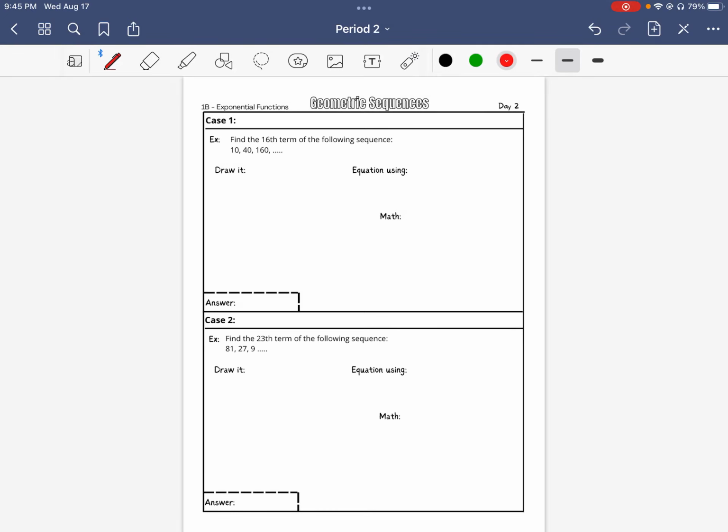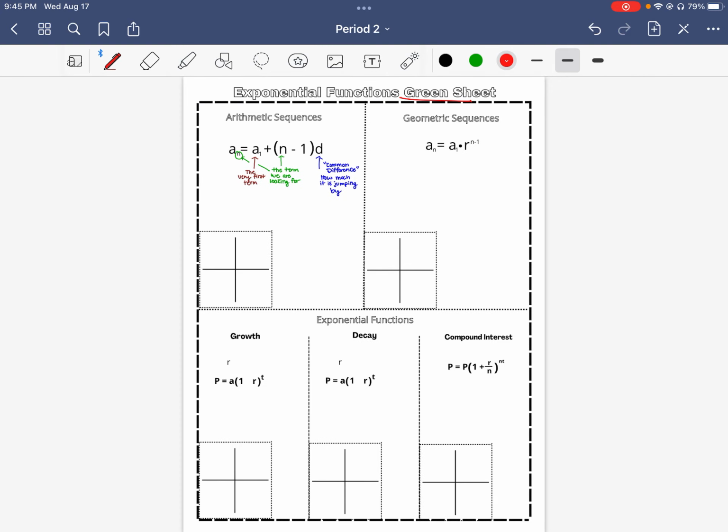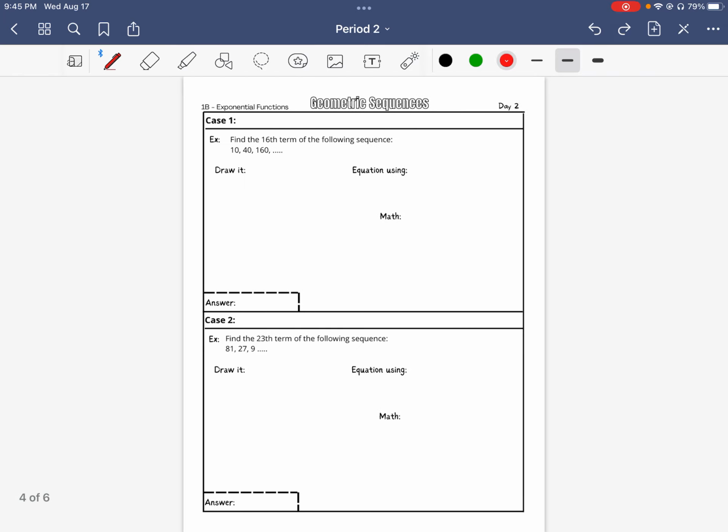Mathematicians, welcome back to day 2 of exponential functions. Before we start off, you're going to need 3 things. You're going to need this geometric sequence worksheet in front of you, your green sheet, and something to write with.